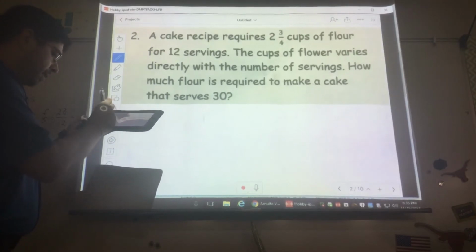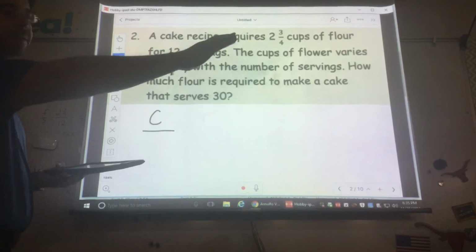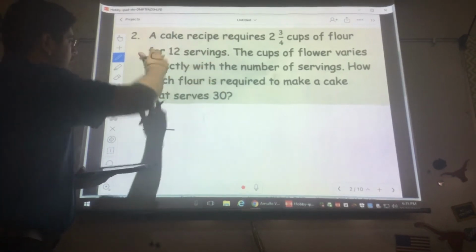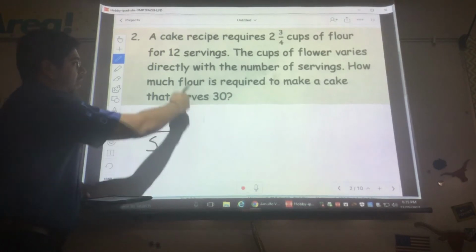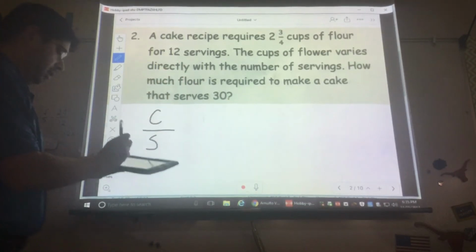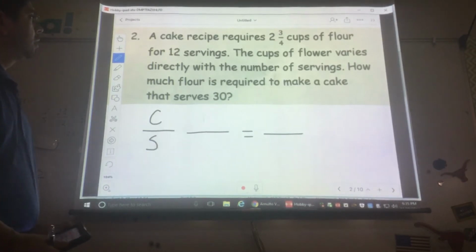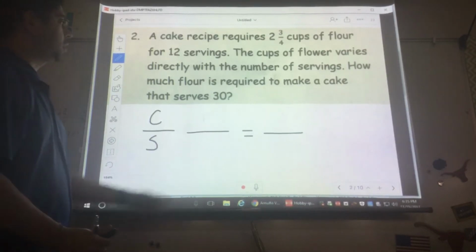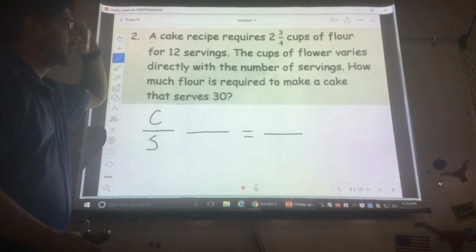We're going to have cups of flour, so I'm just going to put a C on top for cups of flour. That's what that stands for. And then an S for servings as my denominator. That's what that stands for. So we're going to make our proportion just like that. Okay. So my first ratio here is going to be the 2 3/4 and then the 12.